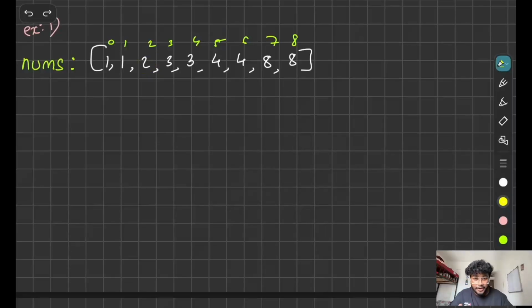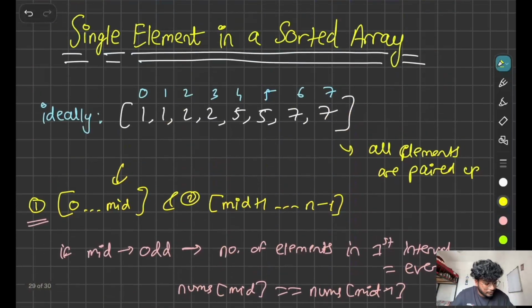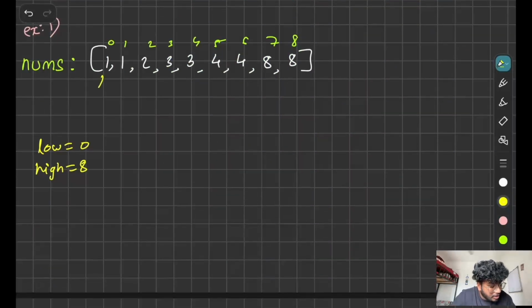So how do you find it using binary search? Let's consider the first example. Let's initialize our low and high. Let's initialize our low to 0 and high to be equal to n minus 1, which is 9 minus 1, 8. This is my low, this is my high, right? And what would be my mid now? This would be my mid.